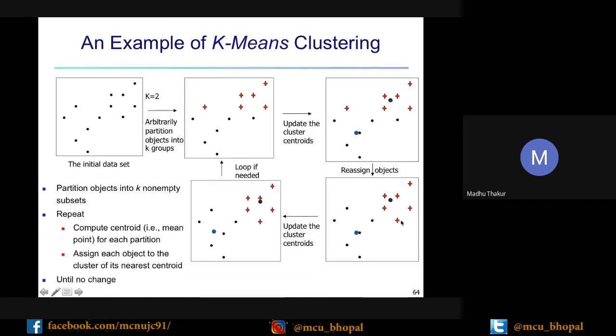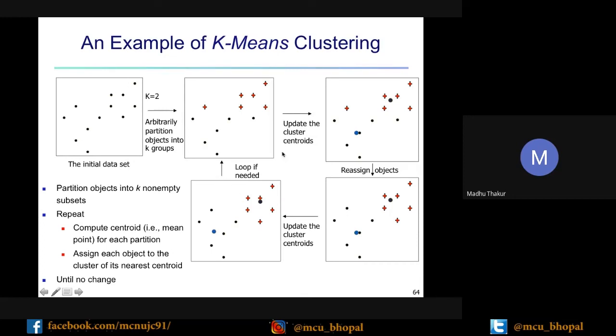Accordingly, small changes happen. This point earlier was in the group of the green dot, but now it has changed position and is near the center of the red star. Similarly, once you reassign the groups of objects, again you calculate the mean and the squared error. So this operation will continue until no change is found.